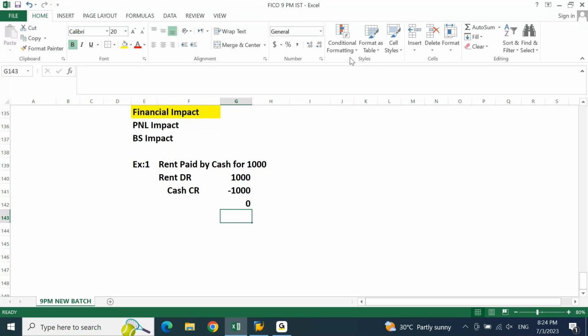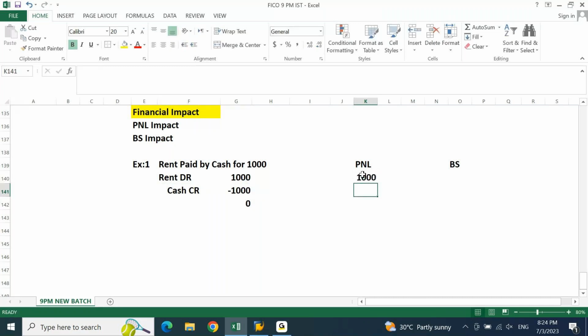Both. It will have an impact on both. Now you need to look at your P&L, and you need to look at your balance sheet also. From this accounting entry, you have rent on the debit side. Rent is what? Expense. Rent is an expense. Where will your expense go? Profit and loss, or balance sheet? P&L. Expense will go to P&L. Now on your P&L, you will have 1000.